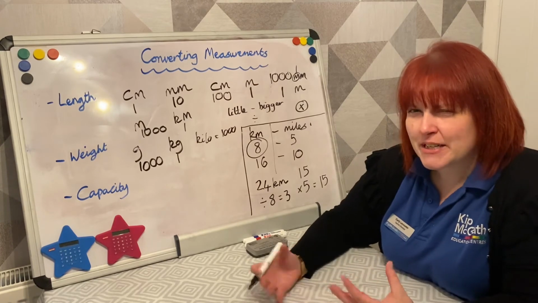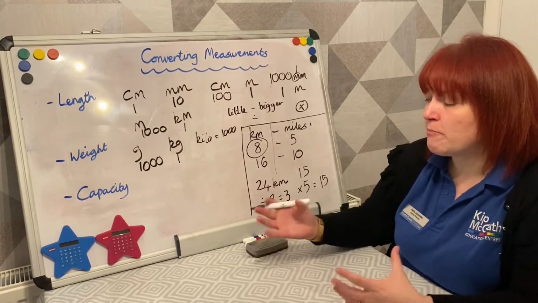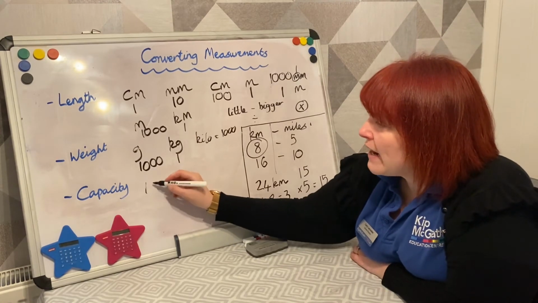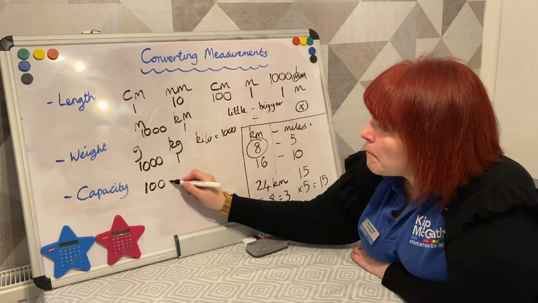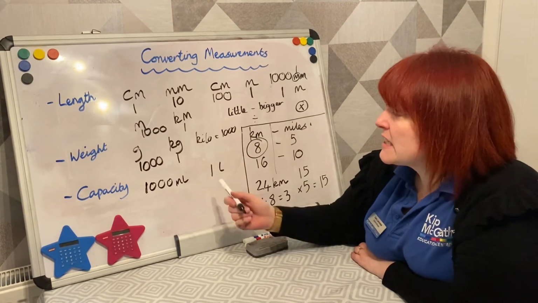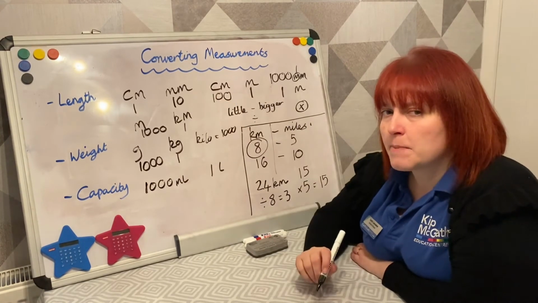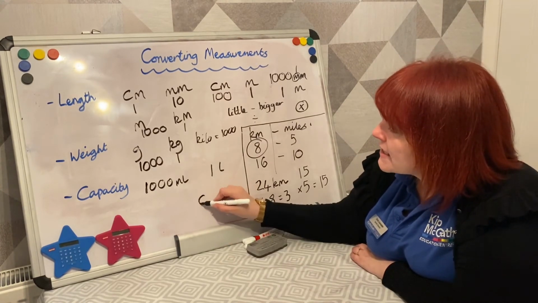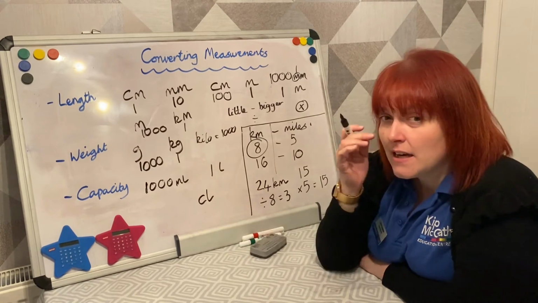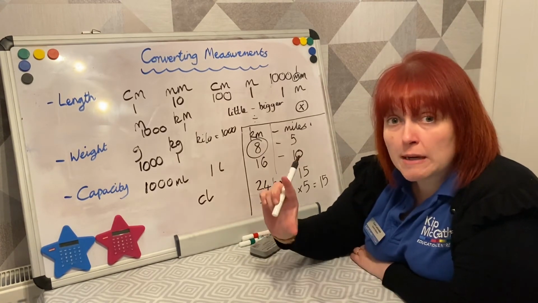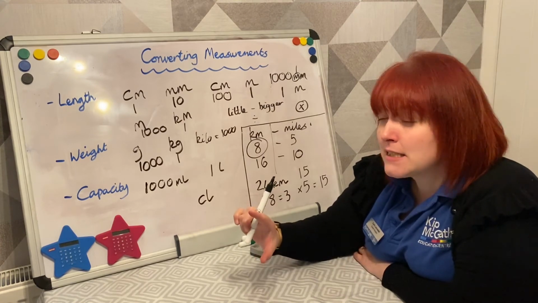Again, with capacity, capacity is when we're talking about measuring liquid. So you've got 1,000 millilitres in 1 litre. And this one links back to our length, because it does have an intermediate one that people often forget about. It has cl, centilitres, especially when we're talking about alcohol, or in foreign countries when we're talking about cans, they're often measured in centilitres.